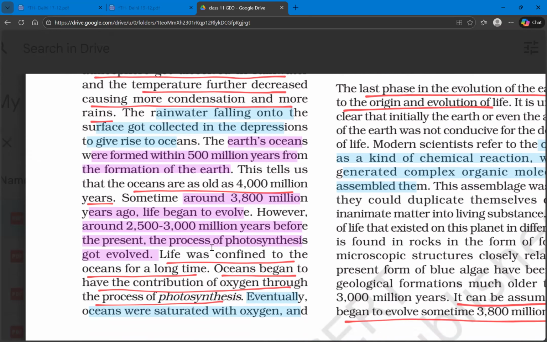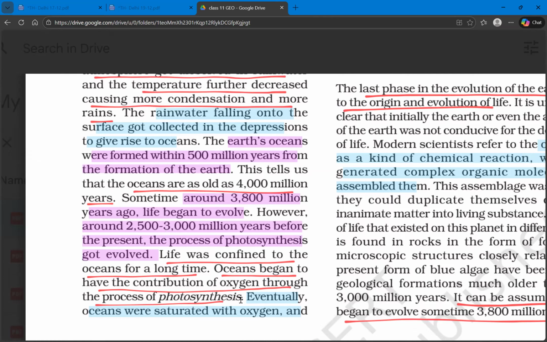However, around 2,500 to 3,000 million years before the present, the process of photosynthesis evolved. So the evolution of photosynthesis took place around 2,500 to 3,000 million years ago. Life was confined to oceans for a long time. Oceans began to receive a contribution of oxygen through the process of photosynthesis.